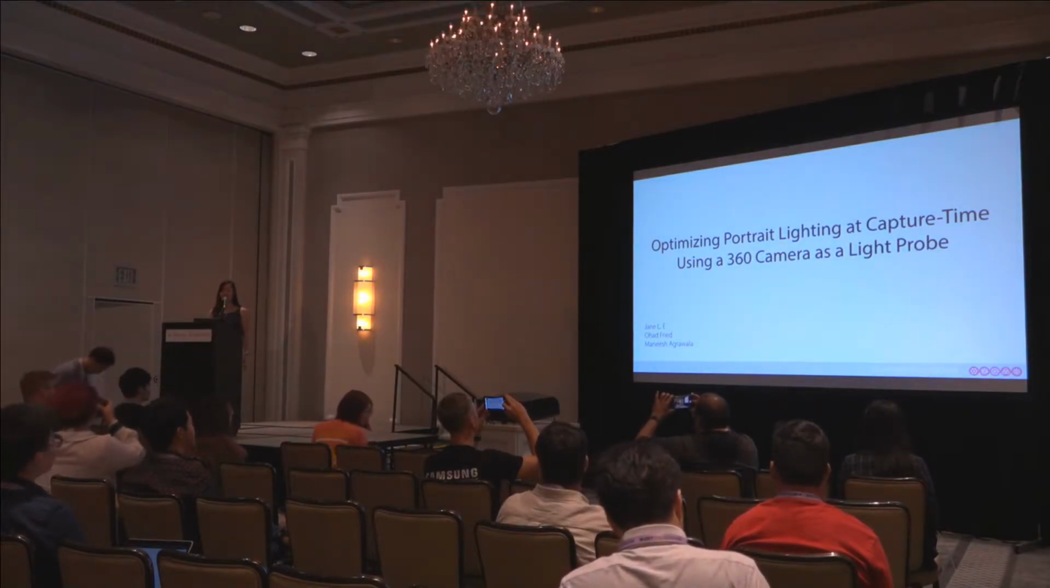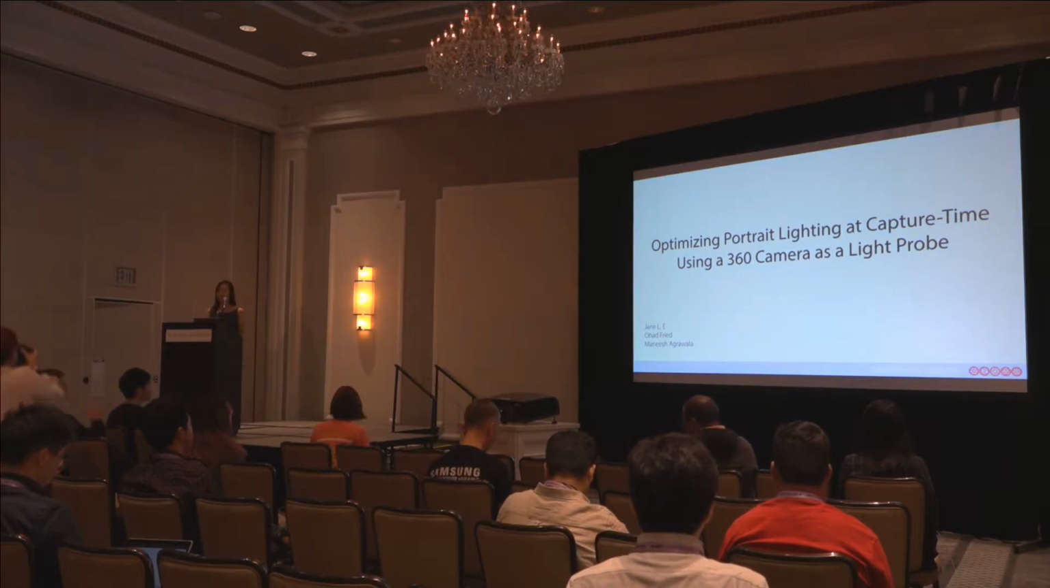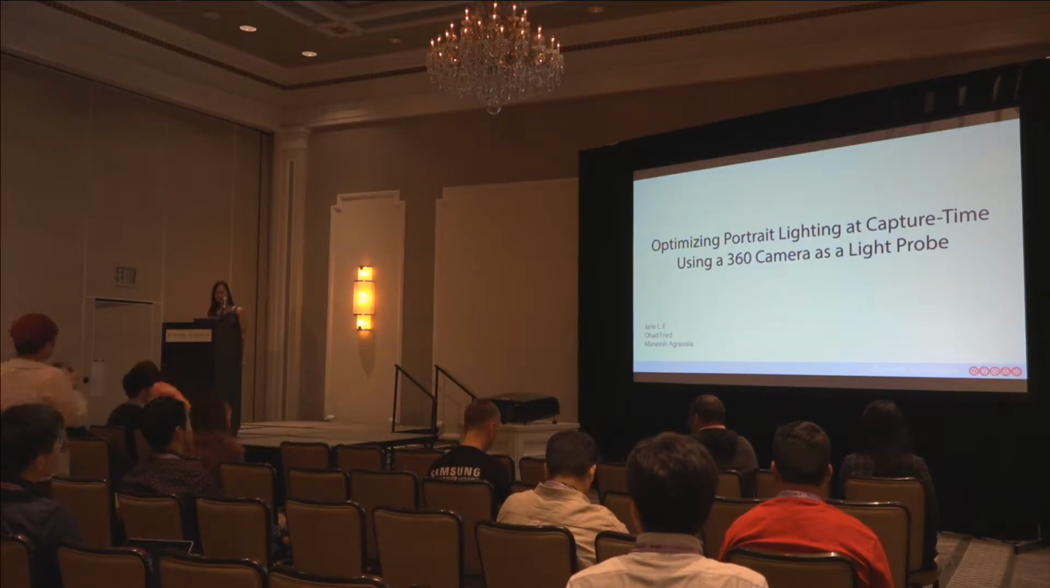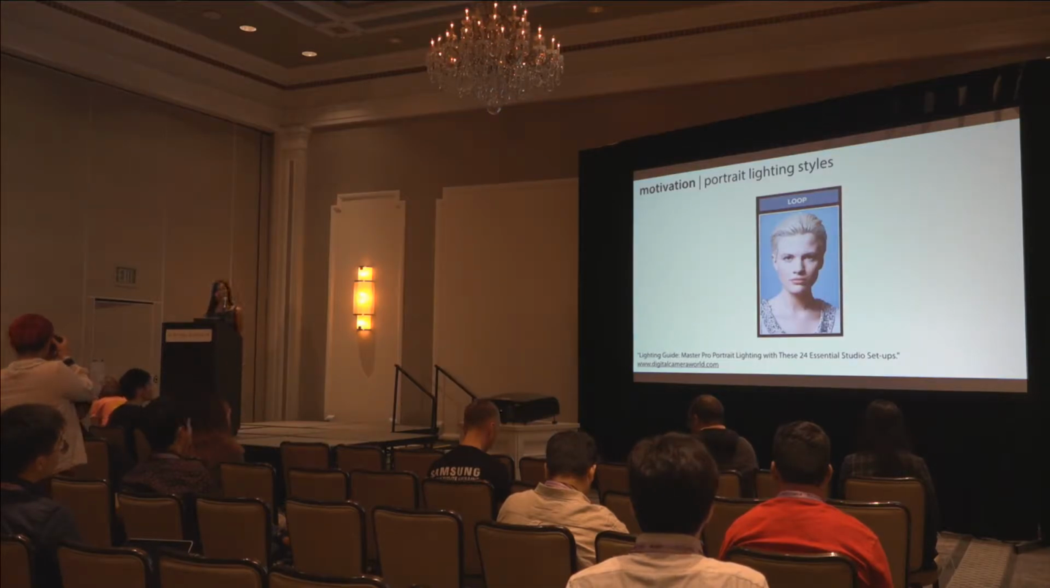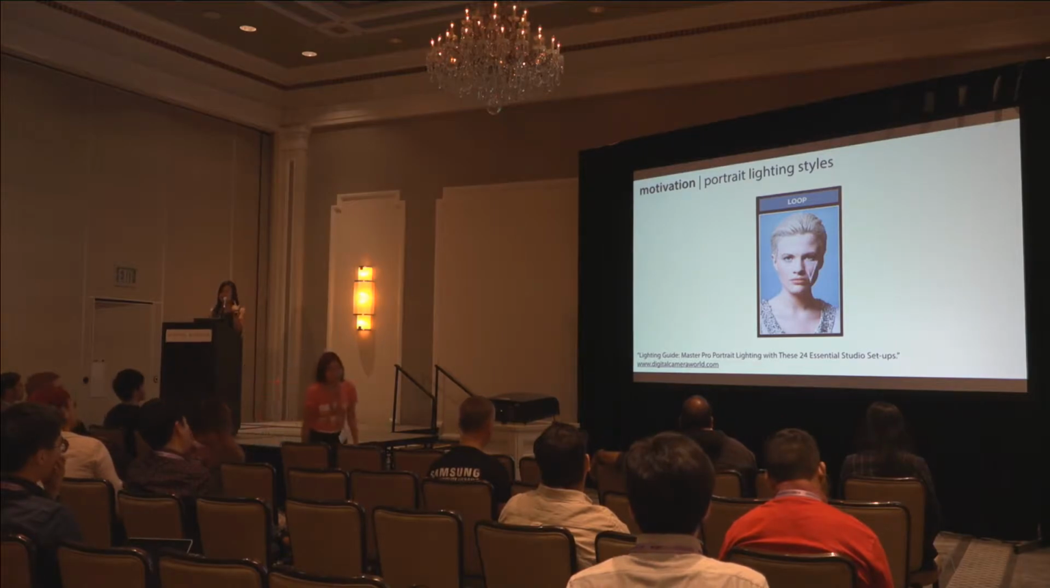Hi, my name is Jane E., and I'm here to present my work joint with Ohad and Maneesh Agrawala on optimizing portrait lighting at capture time using a 360 camera as a light probe. Lighting is an important aspect of portrait photography. So here, the lighting style is called loop. It's characterized by the strong light on the right side of the face and the triangle on the left cheek.